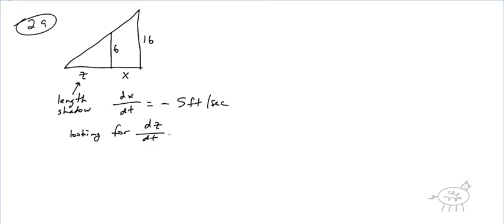What you're going to do is say 6 over 16 is equal to z over z plus x, right? That's that whole length. So it's the small over the big equals the small, which is the z, over the big, which is z plus x.